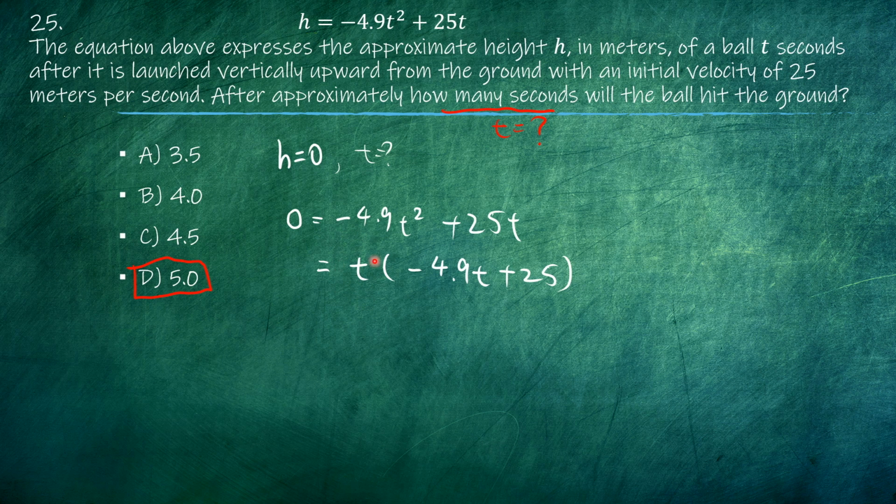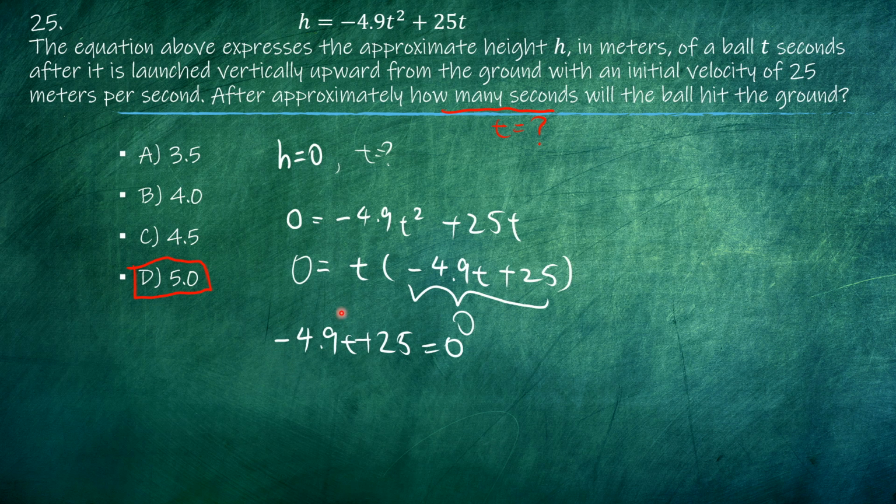So this here we can just ignore because we know at t, at the starting time, the ball is on the ground, so that's 0. So what we are really interested in is to solve this part here, because when this is 0, this whole thing is also 0. So let's solve for this. Negative 4.9t plus 25 is equal to 0.